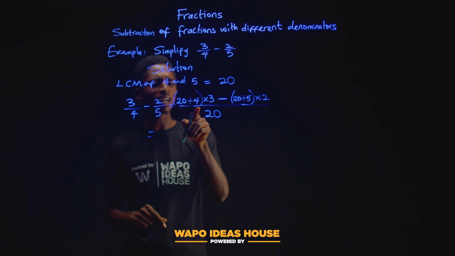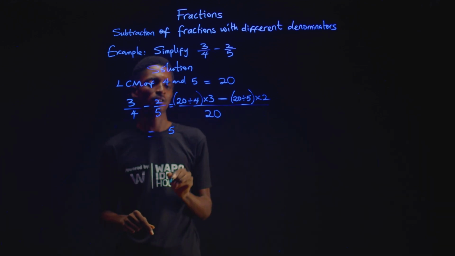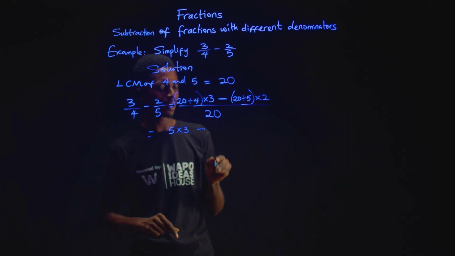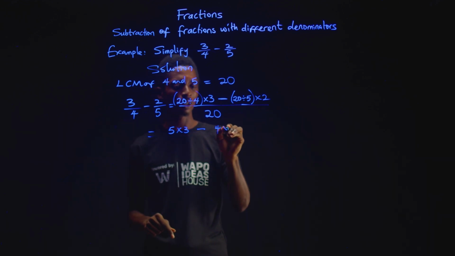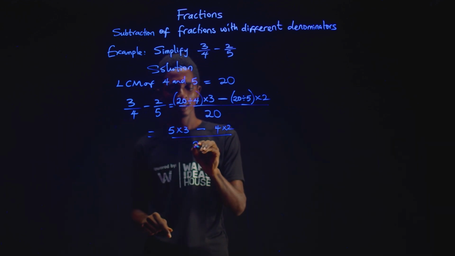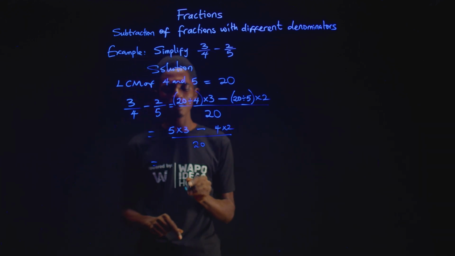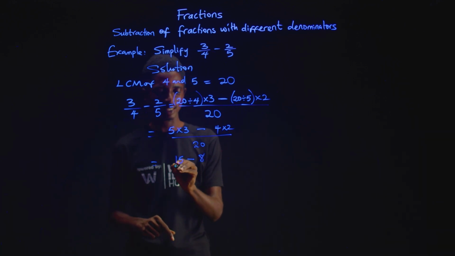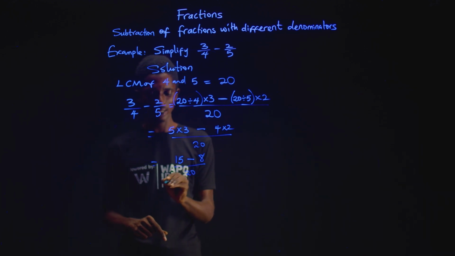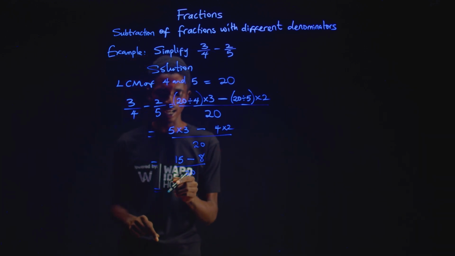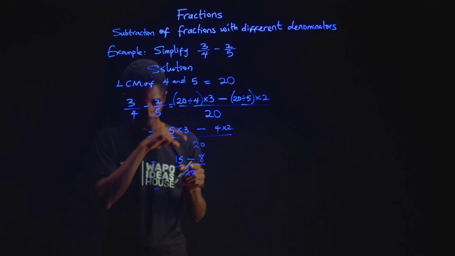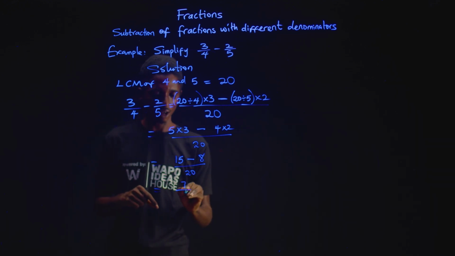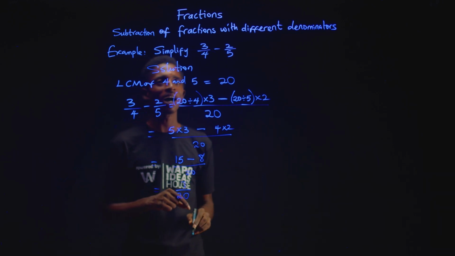Now, 20 divided by 4 will give us 5. So we have 5 times 3 minus 20 divided by 5 will give us 4. So we have 4 times 2 all over 20. Now 5 times 3 will give us 15 minus 4 times 2 will give us 8 over 20, giving us a final answer of, now 15 minus 8 is 7. So our final answer is 7 over 20.